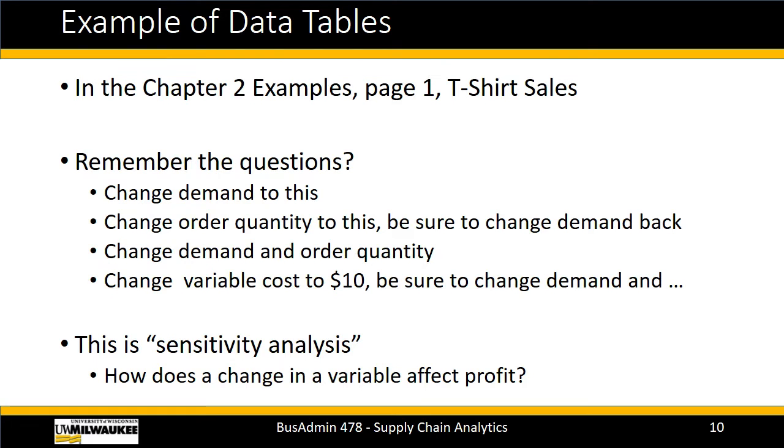Using an in-class example, the Chapter 2 example, page 1 of the spreadsheet, the t-shirt sales, there are the questions that I had within the quiz, and it was things like, change demand to this, what's the profit? Change the order quantity to this, and be sure to change demand back. Change the demand and the order quantity. There were a lot of different things. You're changing the variable cost. And all these things, you always had to reset it to the original variables.